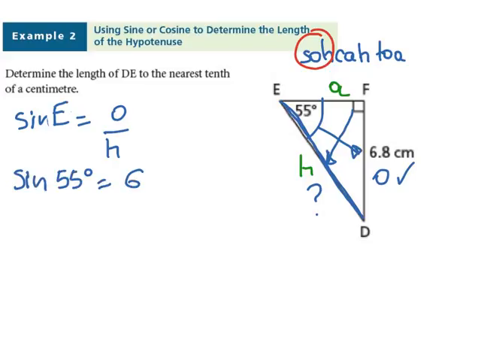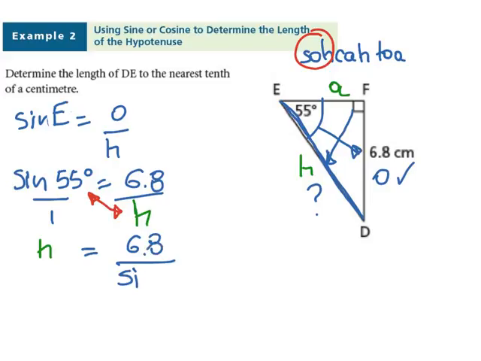Plug in our values of 55. Opposite is 6.8, and we're looking now for our hypotenuse. And I'm just going to write in green. To solve for the hypotenuse side, we're going to cross multiply, and when we cross multiply, we actually interchange the sine 55 with the hypotenuse. So that we get h on top, 6.8 on the other side, and down where h was before, sine 55. So we are actually dividing.